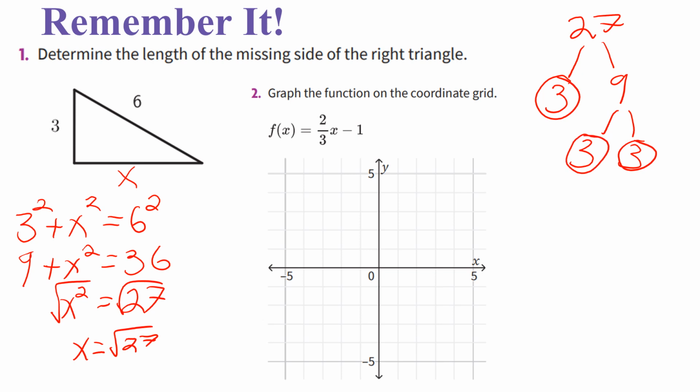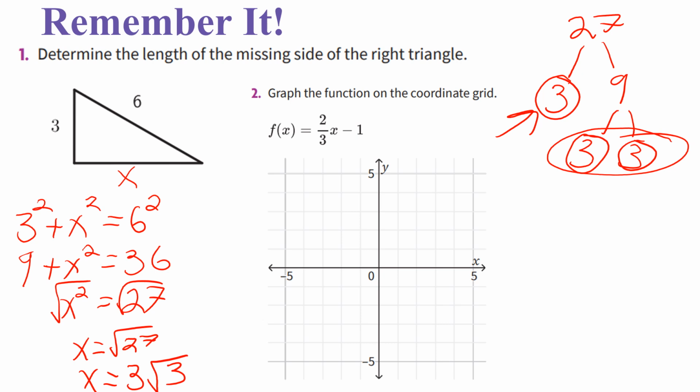Okay. Since I am taking the square root, I'm looking for pairs of numbers. I got a pair of 3s, so I can pull out 1, 3. And then what's left underneath the radical? Just 1, 3. So the length of x is 3 square roots of 3.